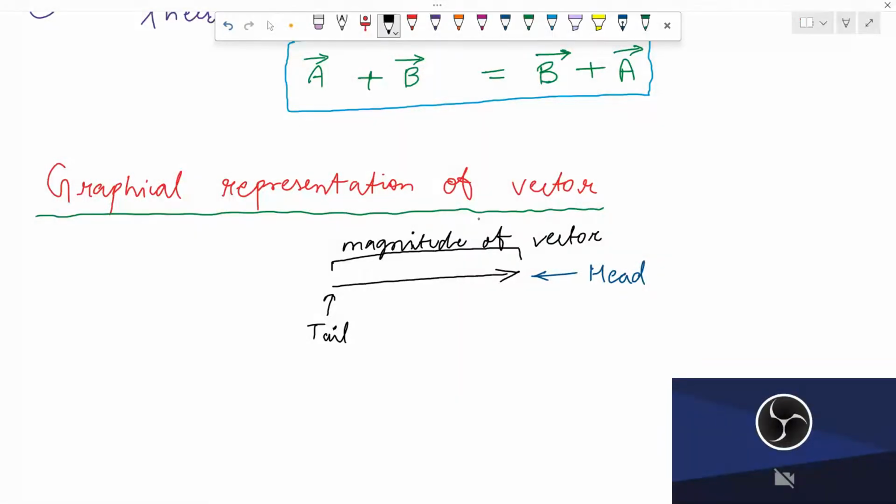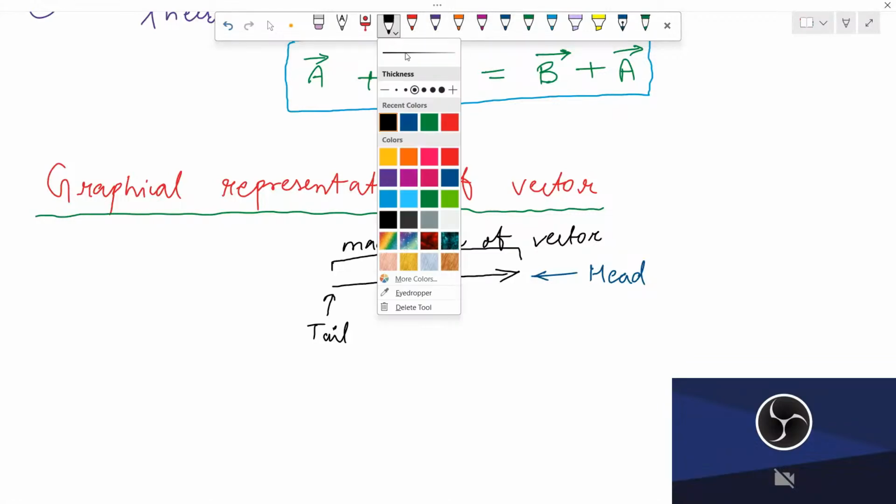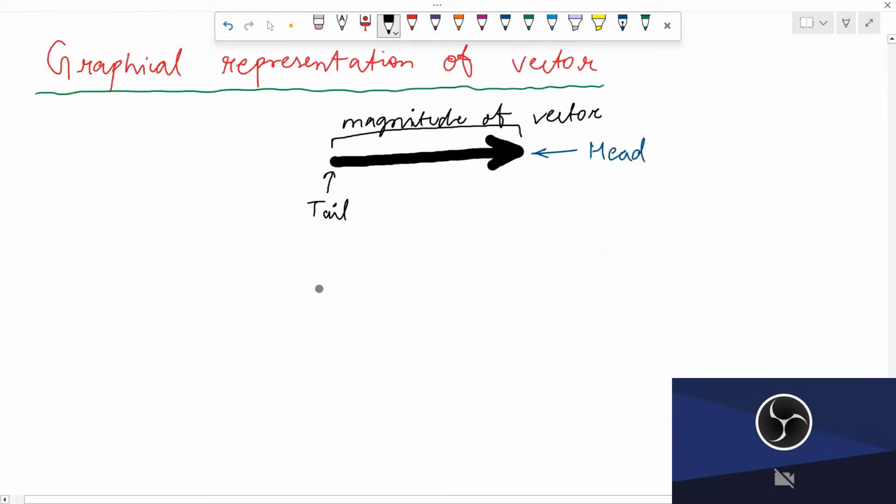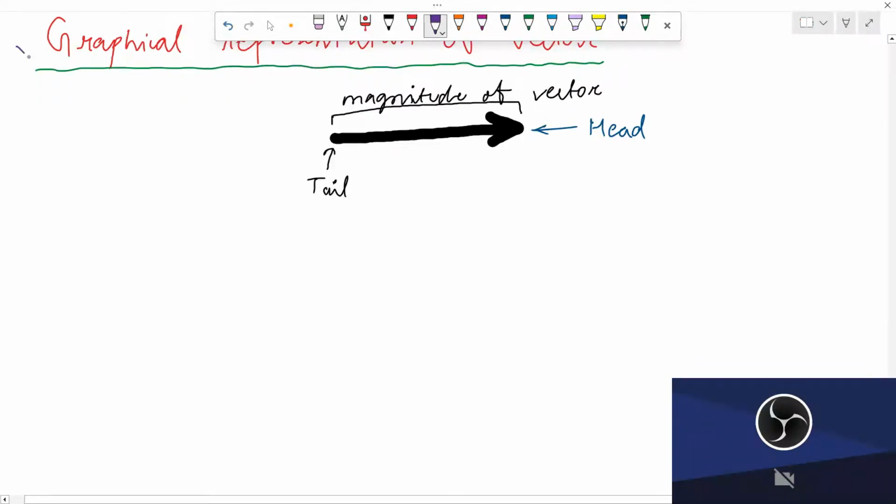So the graphical representation of a vector: we are representing it with the help of an arrow. Okay, this is the graphical representation of a vector. Now we'll move forward and look at a question, and then we'll solve it.